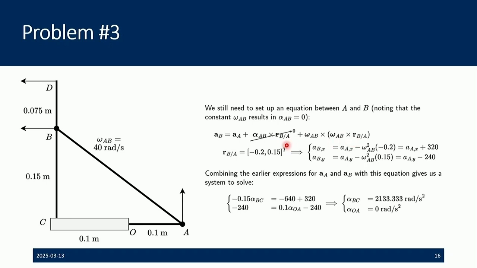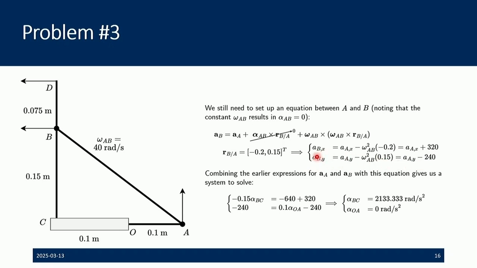If you take the components that we got for the accelerations A and B from the last slides, and you substitute the value of omega AB that you do know into this equation on both sides, you can get an expression like ABX equals AAX minus omega squared times the x component of the relative position vector. Again, the relative position vector, you go from A to B, so minus 0.2 in the x and positive 0.15 in the y. You plug that in, and you'll see that ABX equals AAX plus 320, and ABY equals AAY minus 240.